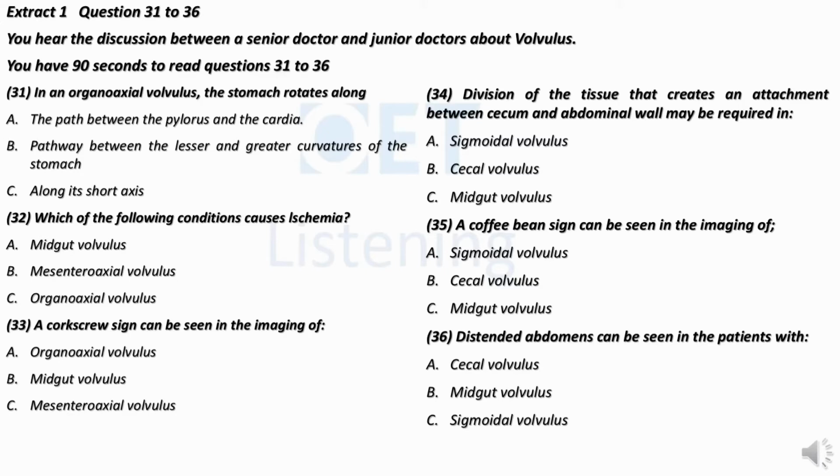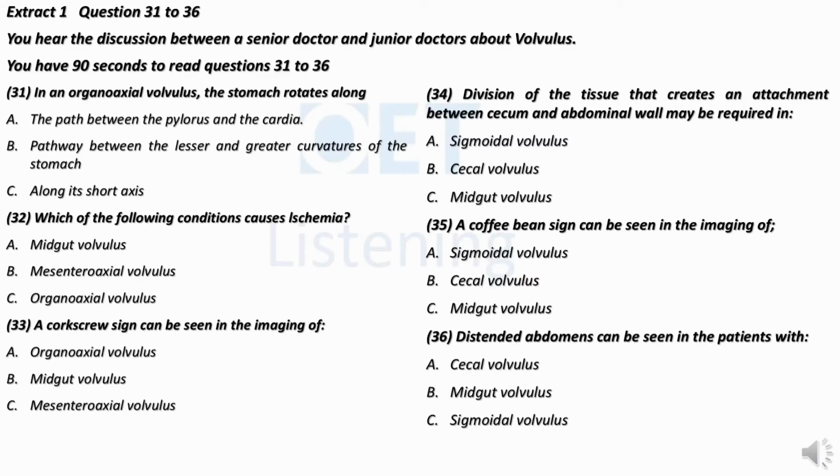A whirlpool sign is also seen in sigmoidal volvulus on imaging. In addition, a coffee bean sign may be seen on the abdominal X-ray that will look like an inner tube that is bent. In most of the cases, the insertion of a rectal tube is found to be successful in treating sigmoidal volvulus.